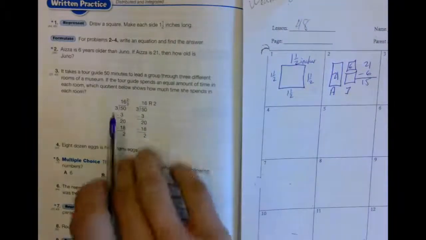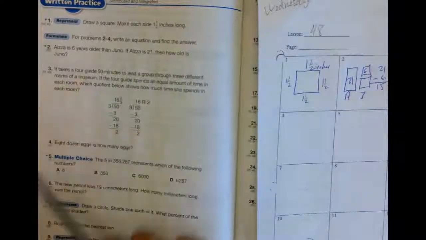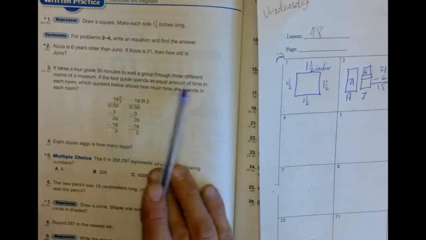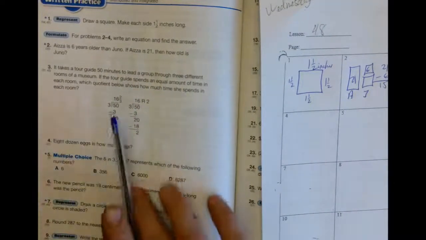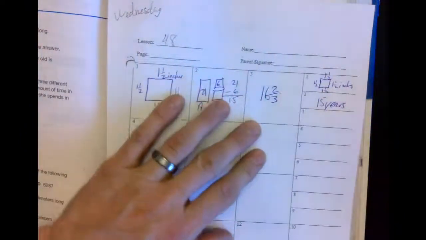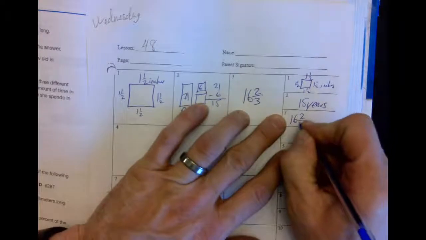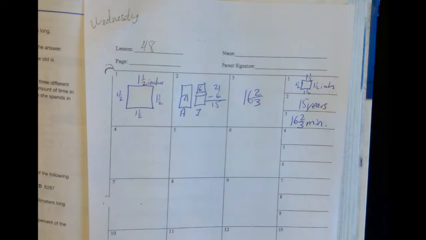Alright, number 3. It takes a tour guide 50 minutes to lead a group through 3 different rooms in a museum. If the tour guide spent an equal amount in each of the rooms, which quotient below shows how much time she spent in each room? Would it be 16 minutes and 2/3 of a minute? Or 16 minutes and then you had 2 minutes where you didn't do anything? Alright, so it's obviously 16 and 2/3 minutes. And it's kind of strange to think 2/3 of a minute, what is that? But that's actually 40 seconds. Can you cut a minute up without it bleeding? Yes. So that would be your answer.